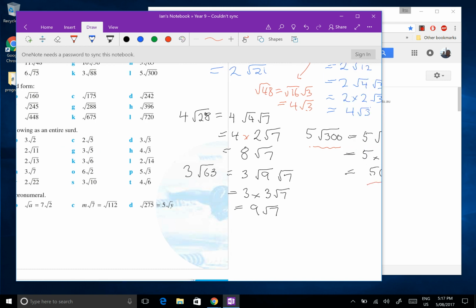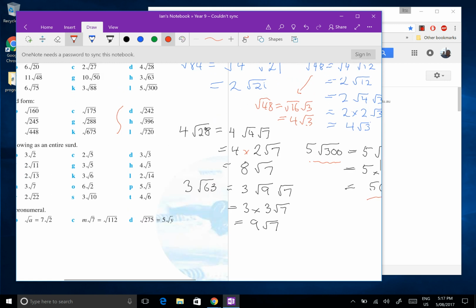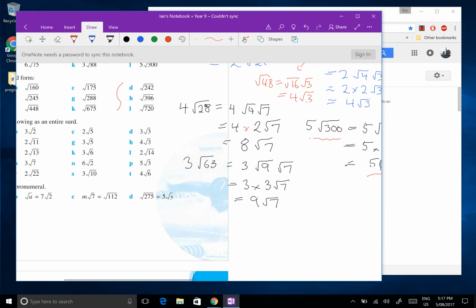In the next set, doing these ones now, you've got to write it in its simplest form. So root 242. I'm going to pull my calculator out for this one because I don't know what goes into 242, but remember I'm looking for square numbers. I could do 4. No, 4. I don't even think 4 will go into it.